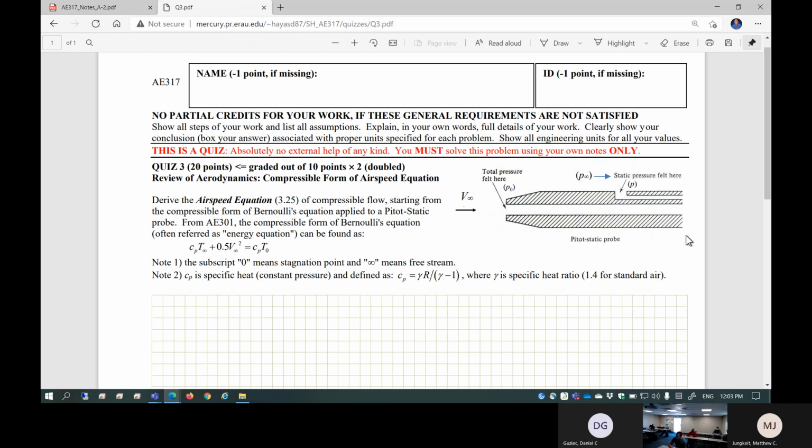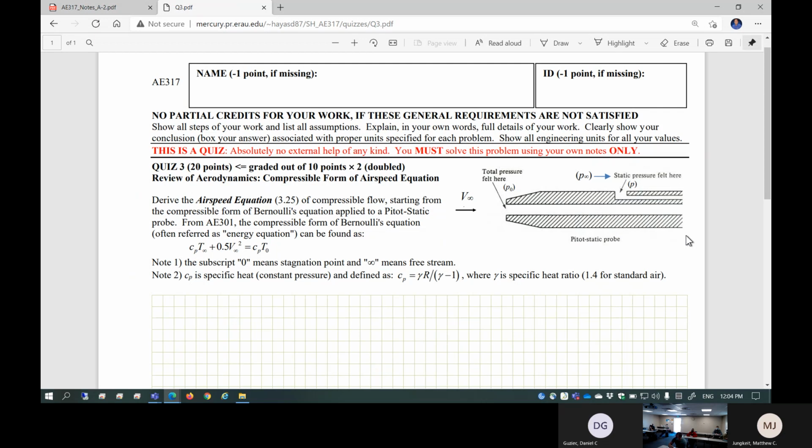We derived the airspeed equation, the compressible form of Bernoulli's equation. Do you remember that? Bernoulli's equation can come with a form called the compressible form of Bernoulli's equation, aka the energy equation. Do you remember those? Yes. So we are going to go back and take a look and derive this airspeed equation. You need to start all the way from the compressible form of Bernoulli's equation applied to a pitot-static probe just like this. Okay. From AE317, the compressible form of Bernoulli's equation, often referred to as the energy equation, can be found by this.